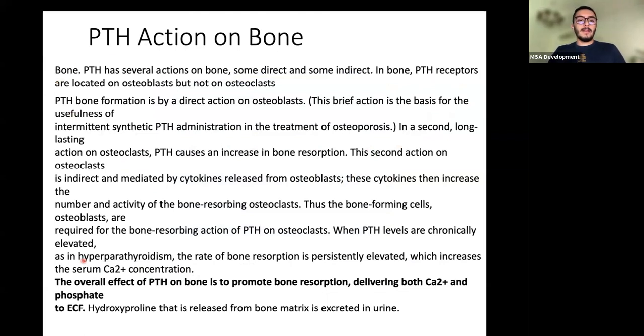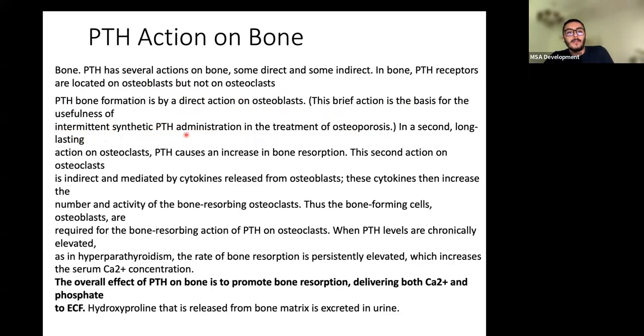Action on the bone, I explained this effectively, but let me go over it really quickly, because I want to make sure that you understand that the receptors are on the osteoblasts, not osteoclasts. So in bone, PTH receptors are located on osteoblasts, but not osteoclasts. PTH bone formation is by a direct action on osteoblasts. This brief action is the basis for the usefulness of intermittent synthetic PTH administration in the treatment of osteoporosis. That's why in osteoporosis, sometimes they administer intermittent synthetic PTH.